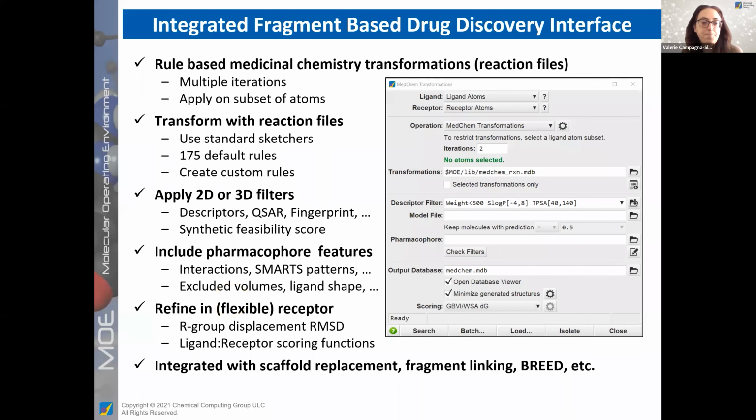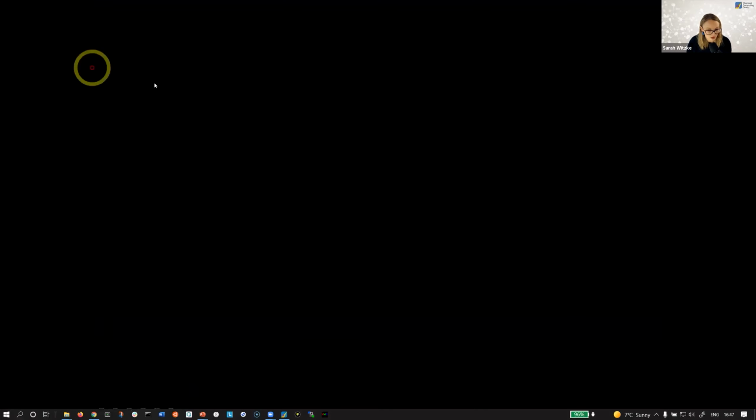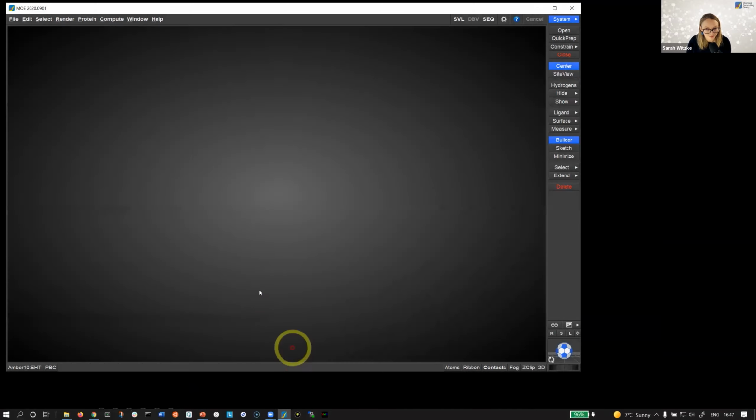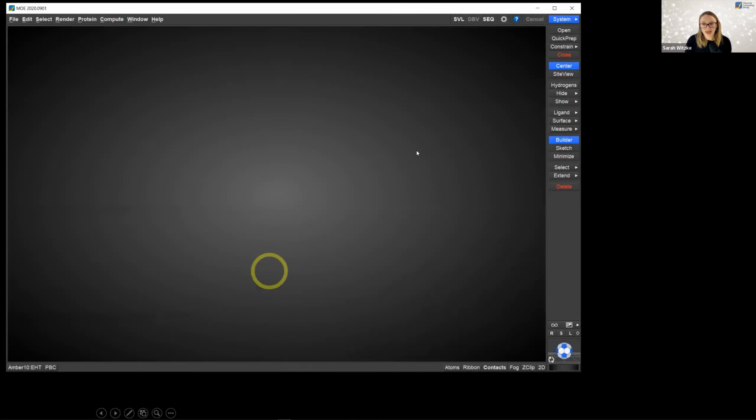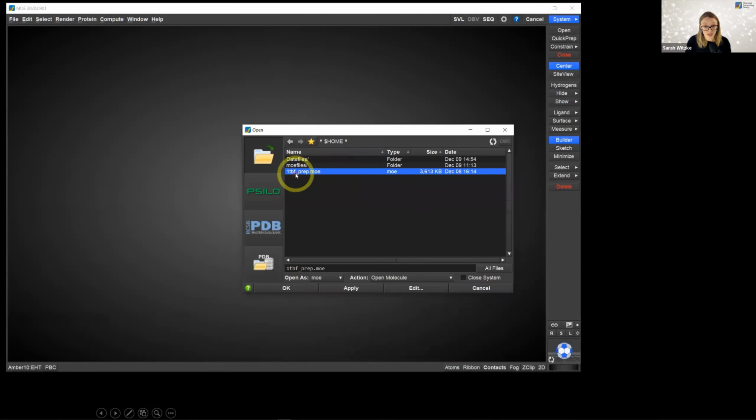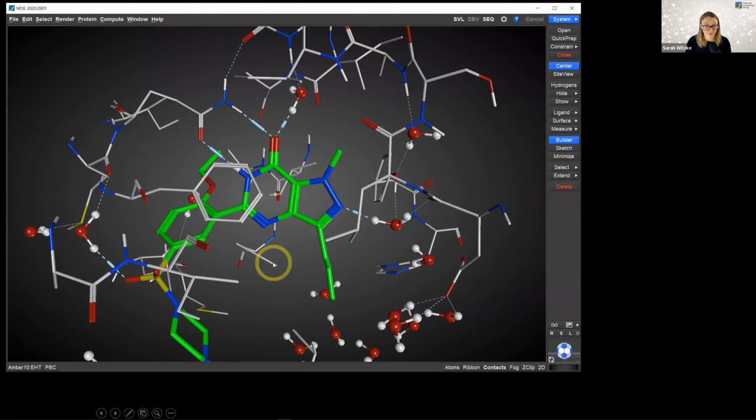So maybe I'll just hide the slideshow there so I can open my Mo window. There we go. I have Mo here. I actually do have the same system already prepared. So I think I'll use this as an example. So I have here one TBF that we have prepared with quick prep. And again, you should recognize this view, right? We have the protein around in gray, and we have sildenafil in the middle here in green.